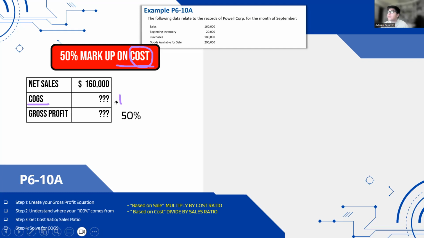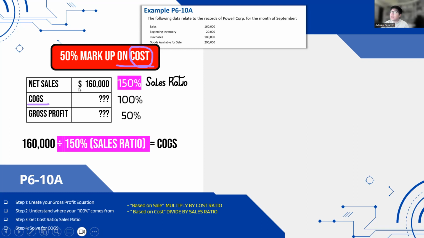So therefore, ang 100% natin dahil based on cost is yung COGS. Now, ano yung net sales? Well, we know that COGS plus gross profit is equal to net sales, and therefore, our net sales is 150%. Dahil based on cost to, what it gave us was our what? Our sales ratio. And if this is our sales ratio, we can now determine ano yung cost of goods sold natin. Our cost of goods sold would be 160,000, which are net sales, divided by 150% sales ratio is equal to our COGS. And therefore, our COGS would be 106,667.